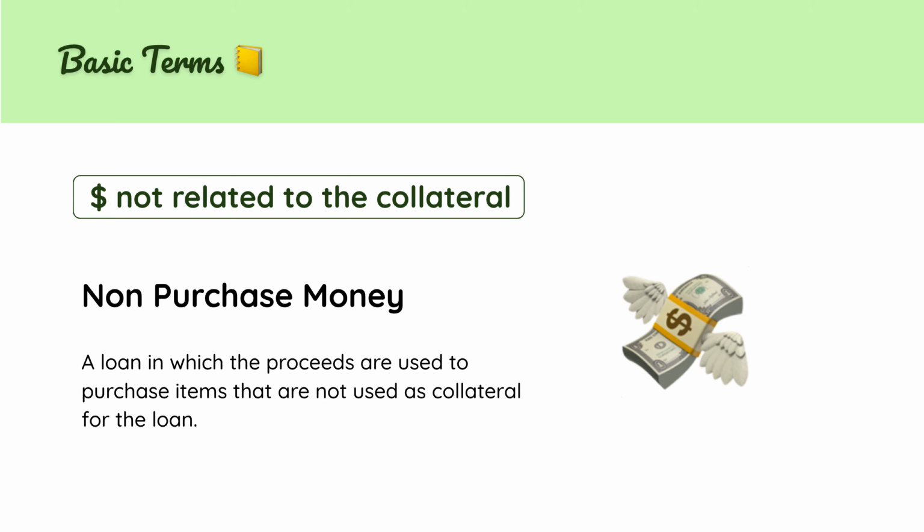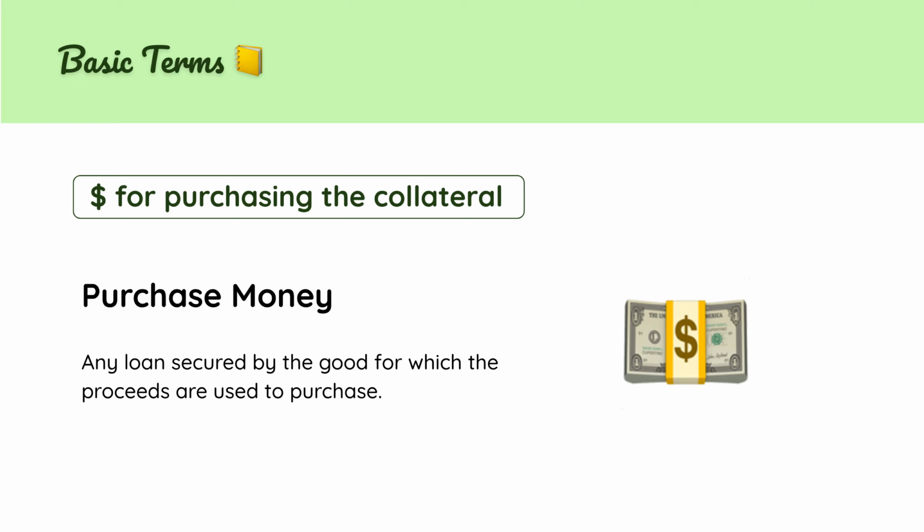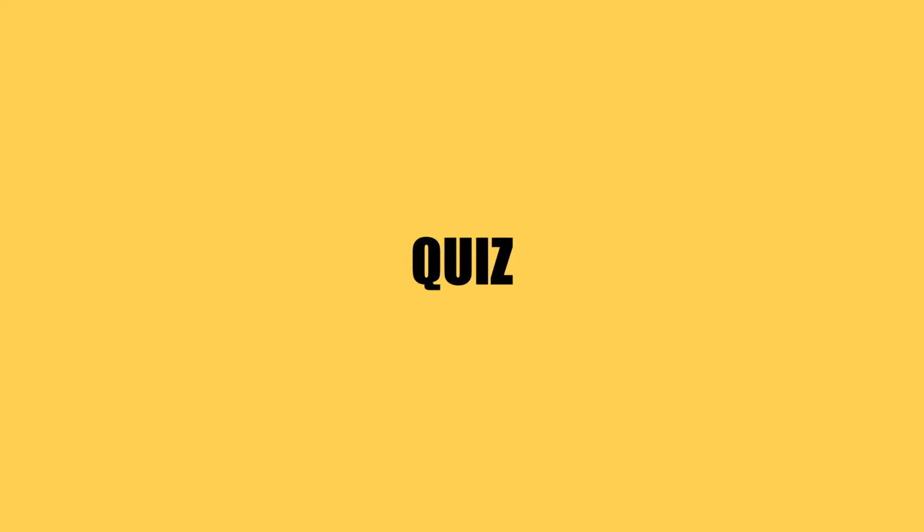Now let's talk about non-purchase money, which is a loan in which the proceeds are used to purchase items that are not used as collateral for the loan, while purchase money is any loan secured by the good for which the proceeds are used to purchase. For instance, an auto loan. Let's review some of the terms we've talked about.